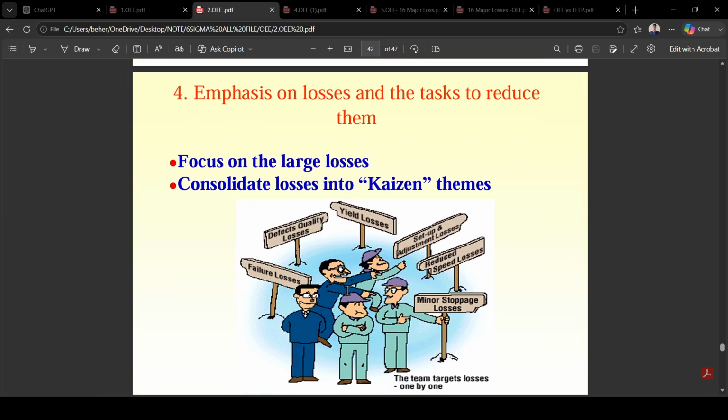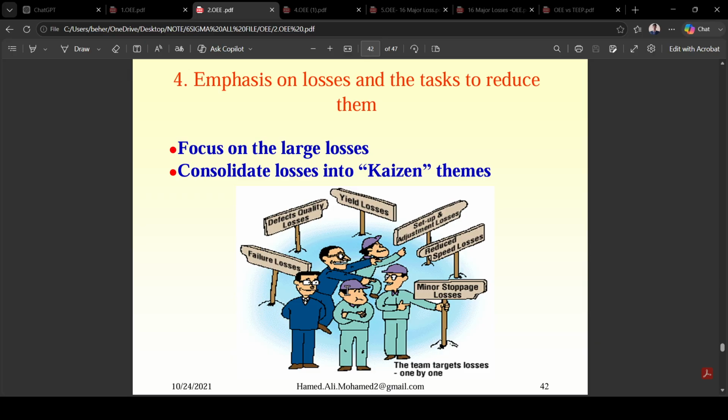Then emphasize the losses and the tasks to reduce them. So focus on the large losses and consolidate the losses into Kaizen themes. Then you can improve.